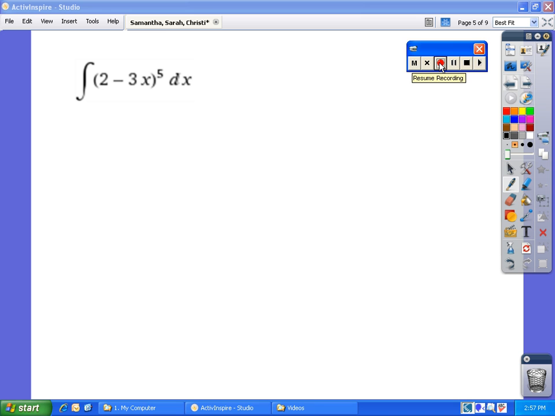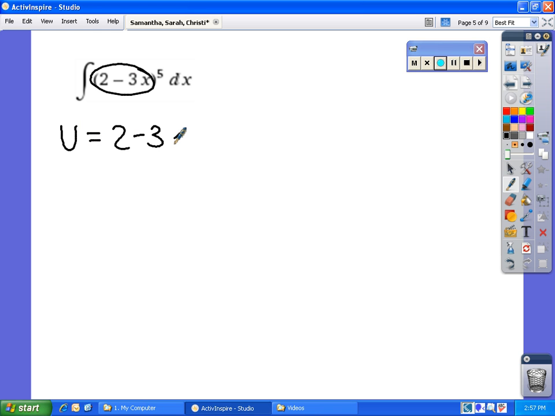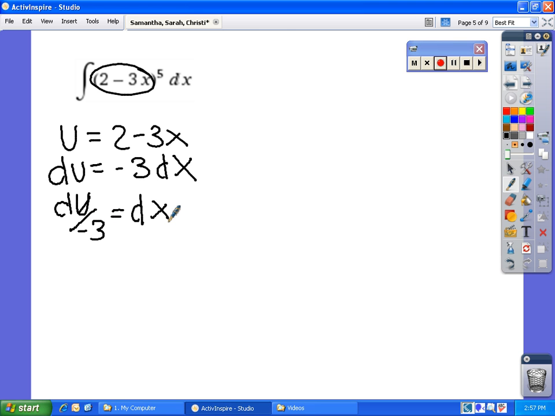Alright, so my next problem is a u substitution integral. So the u is the 2 minus 3x, which u equals 2 minus 3x. We take the derivative of the u, so du is negative 3 dx, don't forget the dx. And then you solve for dx, which is du divided by negative 3 equals dx. And then you go back to your original problem, so the integral, now you've subbed in the u, so it's u to the 5th, du over negative 3.